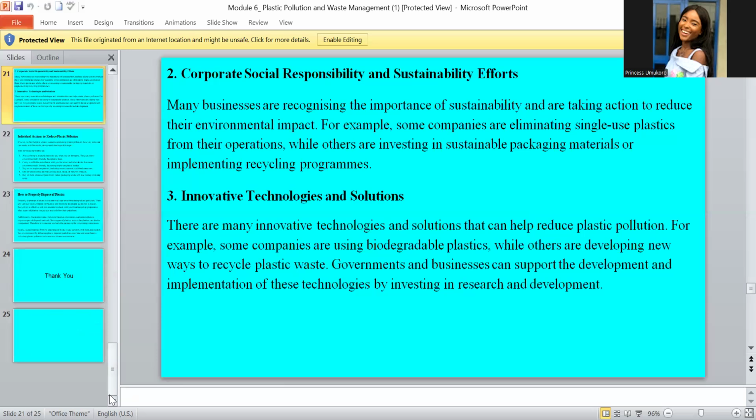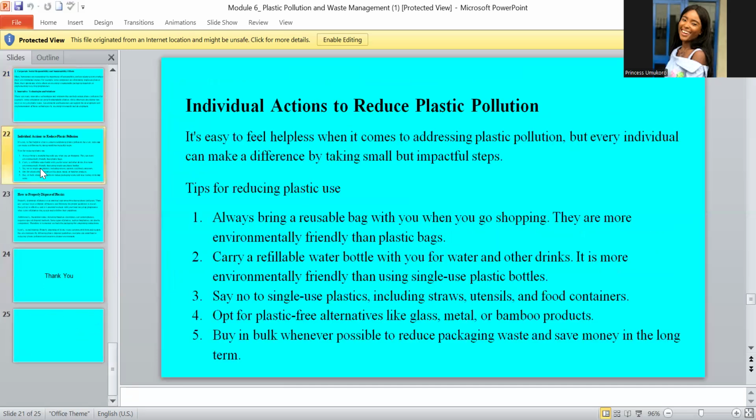Number three, innovative technologies and solutions. There are many innovative technologies and solutions that can help reduce plastic pollution. For example, some companies are using biodegradable plastics, while others are developing new ways to recycle plastic waste. Government and businesses can support the development and implementation of these technologies by investing in research and development.